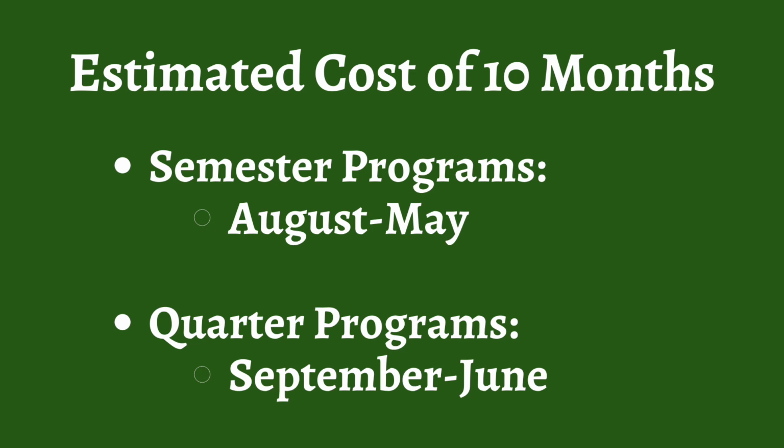Now this is truly an estimated cost of a 10-month period. So for schools that are on a semester program, that is August to May, and schools that are on a quarterly program, that is September through June. Now it's important to remember this is an estimated cost. It is not the true cost of attendance. There are multiple variables that go into these costs that may increase the prices of some things or decrease them. So let's break down each section of what cost of attendance includes and talk about different ways that the cost may fluctuate.